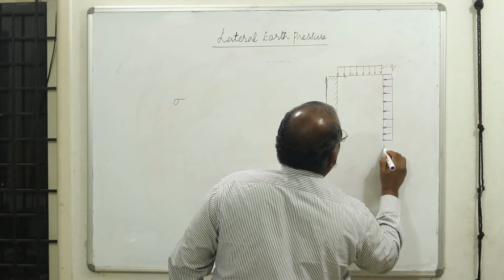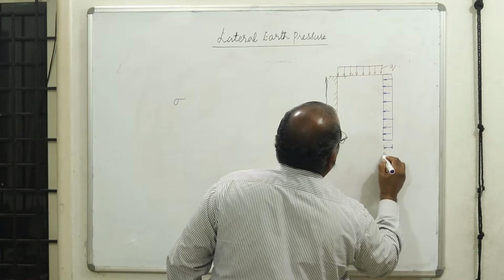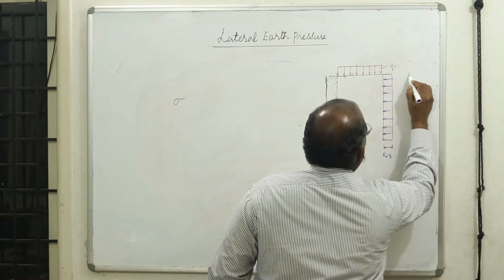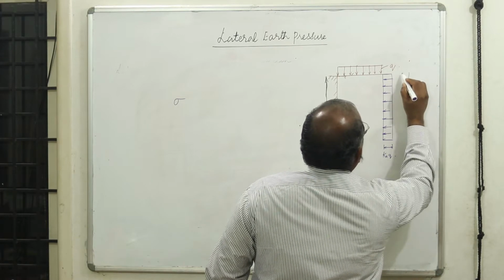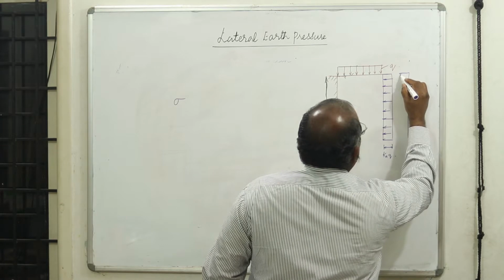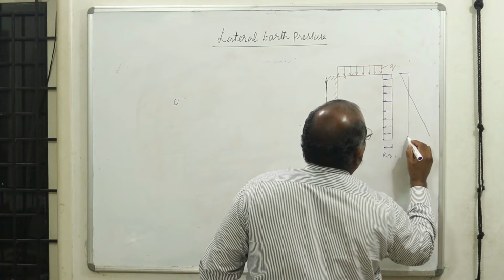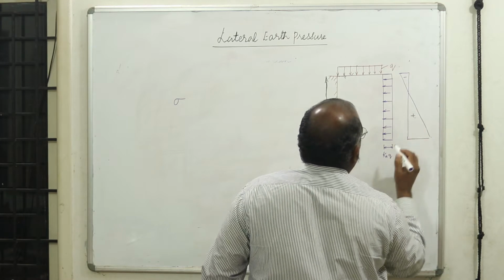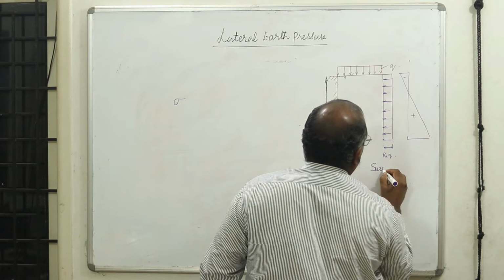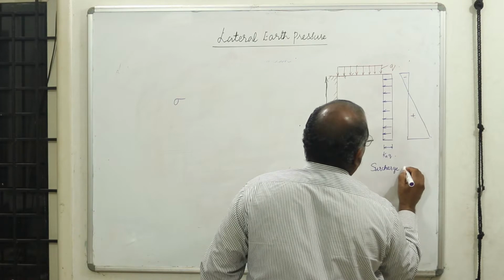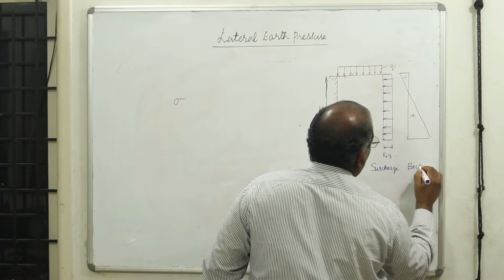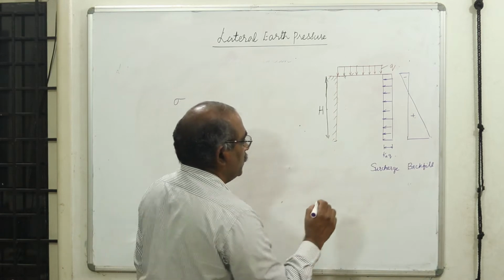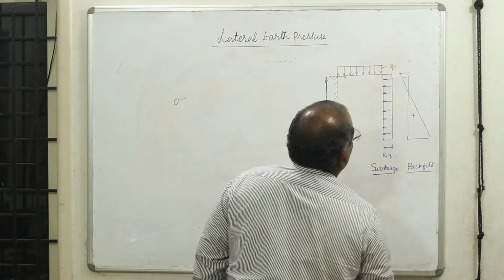This is for the surcharge KQ, and this is for the backfill. This is for the surcharge. Please understand, textbooks don't give this kind of differentiation, and you will not be having such information. I am giving all this information. This is because of the surcharge, this is because of the backfill.